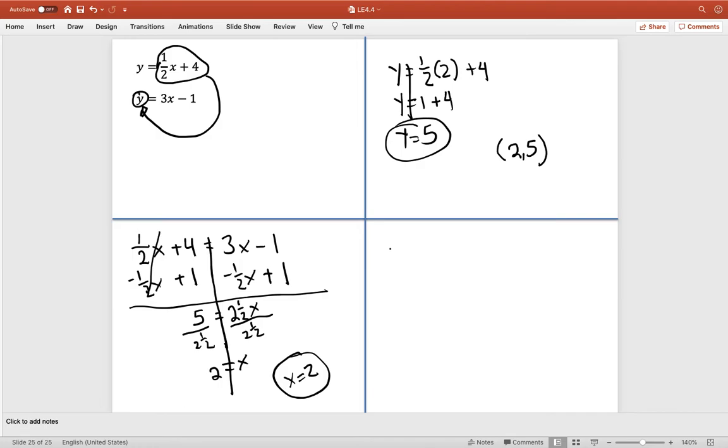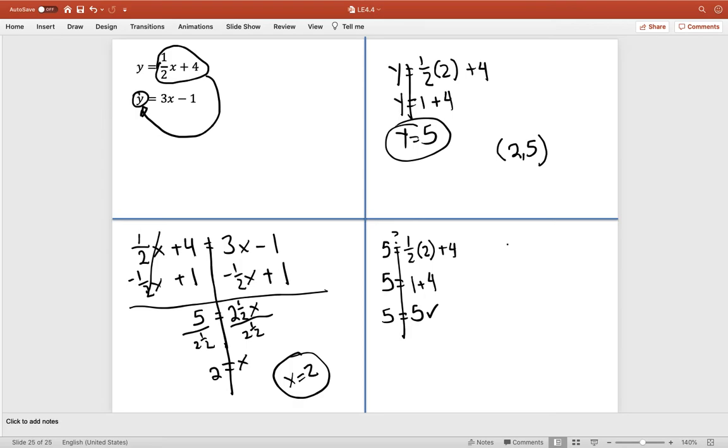So I'm going to go ahead and put in 5 for y. 5 equals 1/2 times 2 plus 4, question mark. I'm trying to verify it. That's why the question mark's there. 5 equals half of 2 is 1. 1 plus 4 is 5. 5 equals 5. So it works for the second equation.